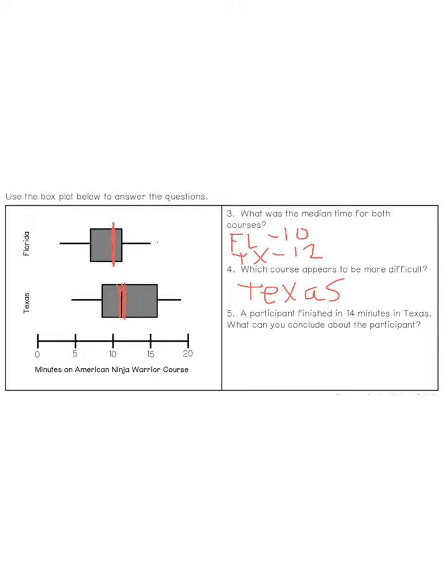All right, a participant finished in 14 minutes in Texas. What can you conclude about that participant? If we're looking at 14 minutes in Texas, it would be right before 15. So we could say that it is above the median, but less than quartile 3.